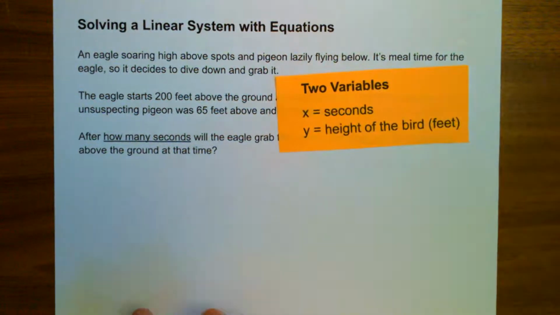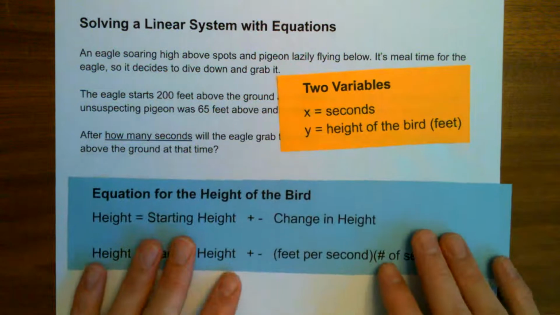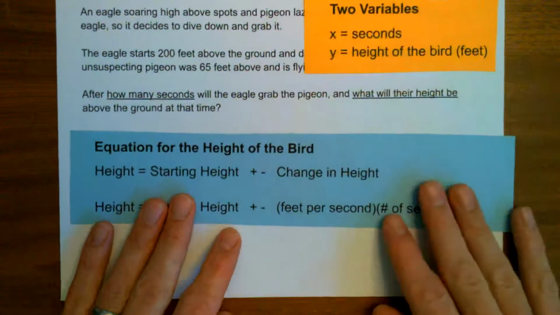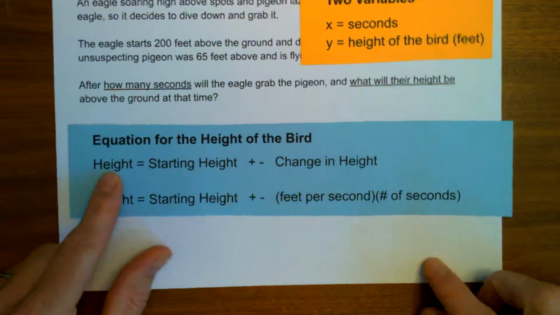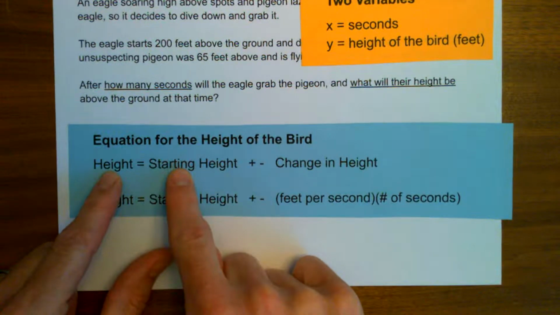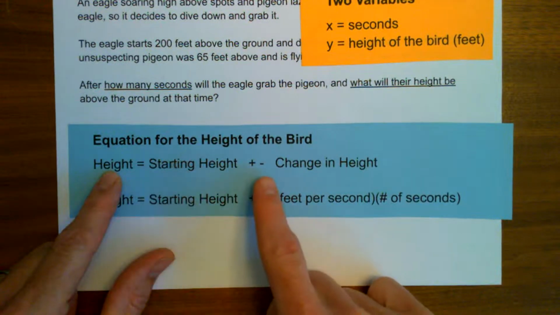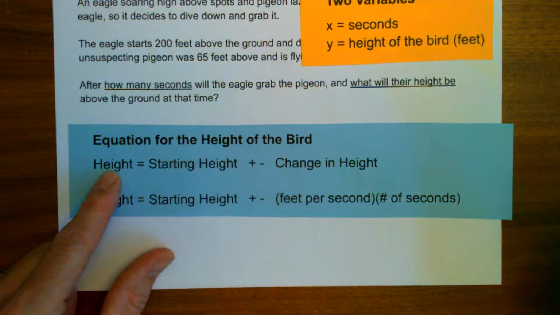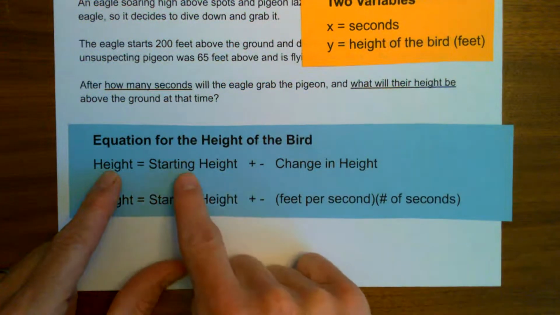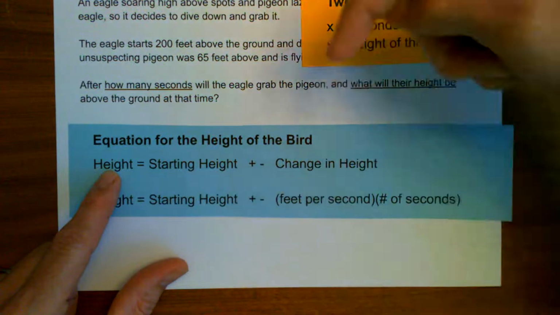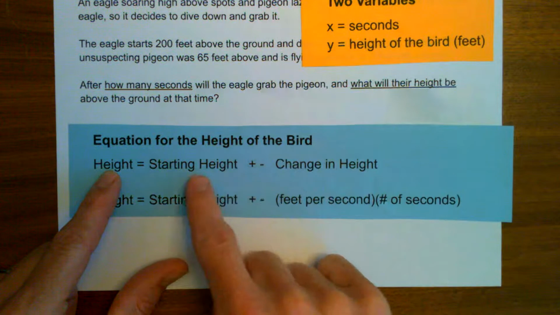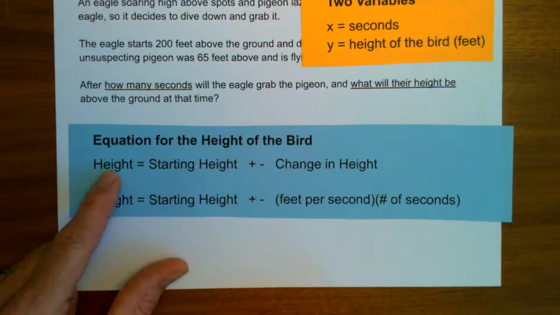Well, not too complicated here, and the way I like to think about it is the height of each bird as it's flying is going to be equal to its starting height plus or minus the change in its height, how much it flies up or down beyond that starting height. So if it's flying up, we're going to have to add that change in height. If it's flying down, we're going to have to subtract away that change in the height.